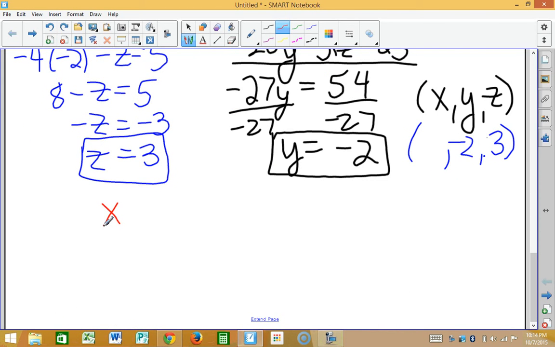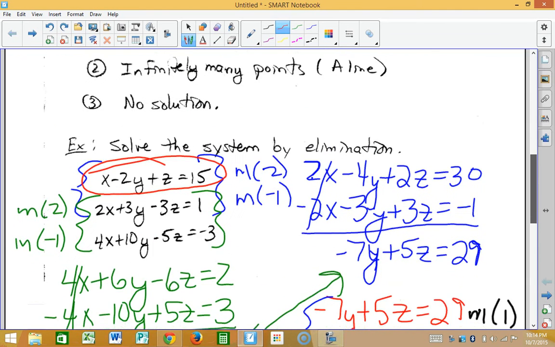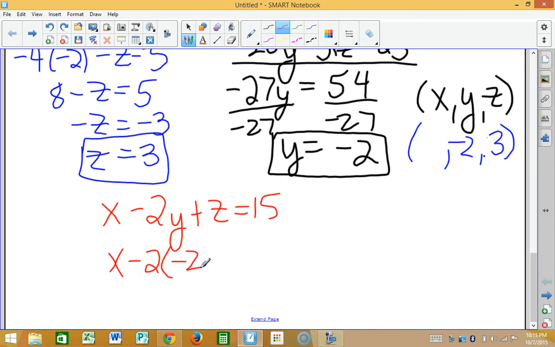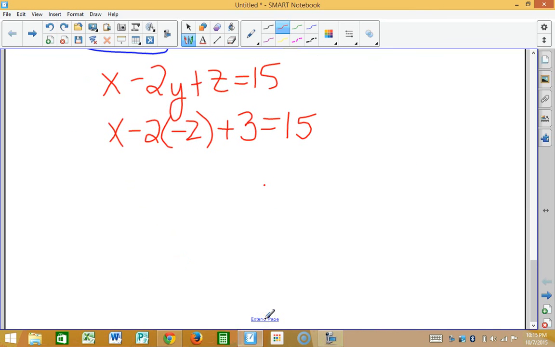So we get x minus 2y plus z equals 15. So we're going to take the two variables that we currently have. x we don't know. We do know y. That's negative 2. We do know z. That's 3. And now we have an equation where we can solve for x. So x plus, again, it's a 2. Kind of looks like a z, but it's a 2. 2 times 2 is 4 plus 3 equals 15.